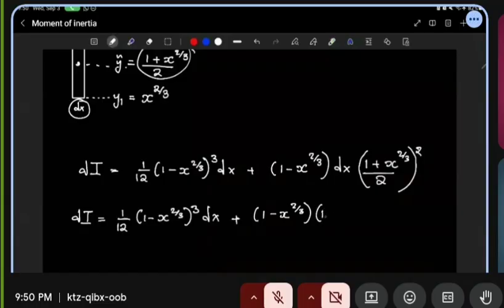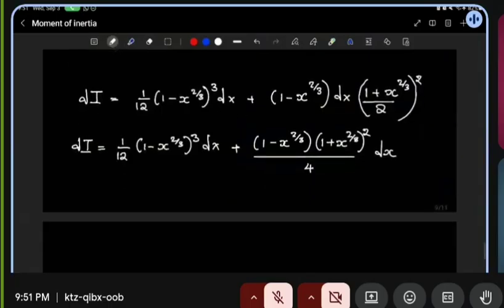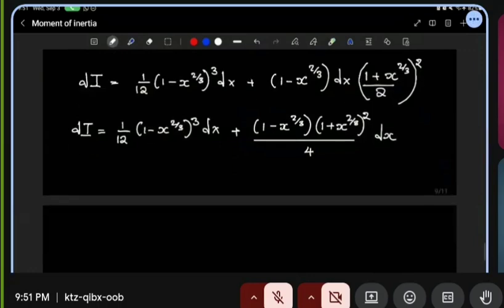Now, actually, we can combine these. This is minus, that one is plus. That's okay. 1 plus x to the power 2 over 3, but this has to the power 2. The 2 in the denominator, I can square it in advance. That's going to be a 4 dx. So this is where we are. At this stage, you just have to be very careful in terms of how you simplify this, because if you make a mistake, then you're gone.